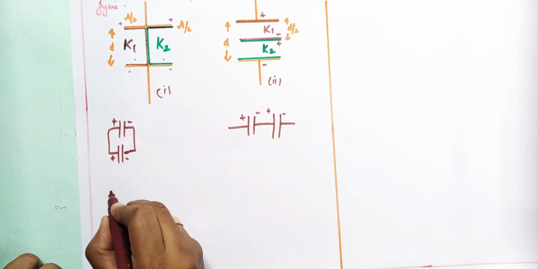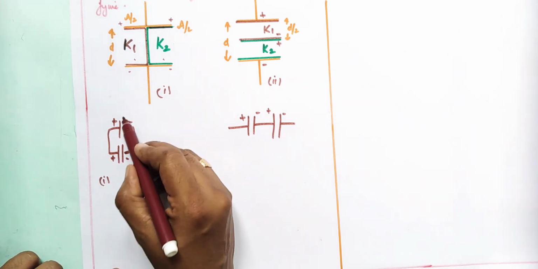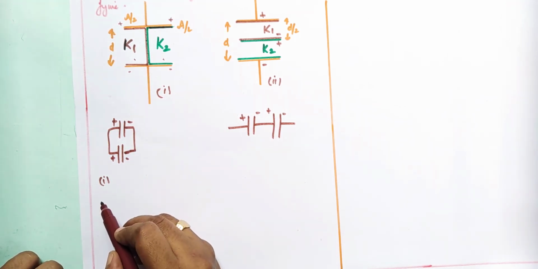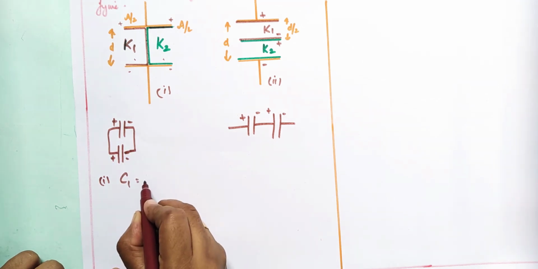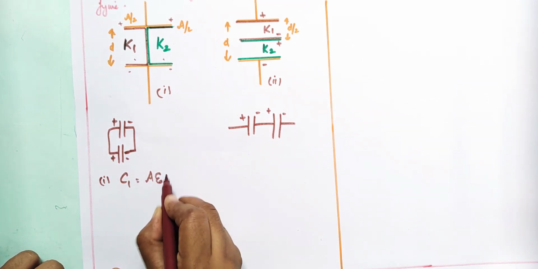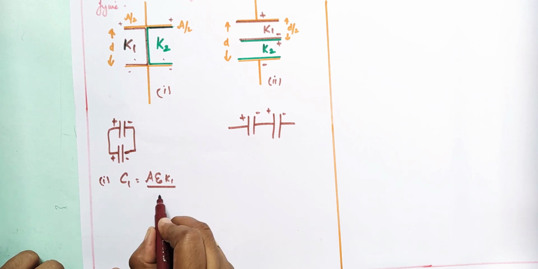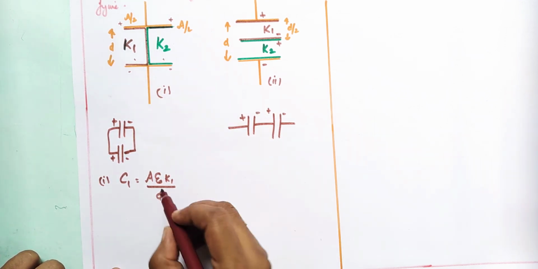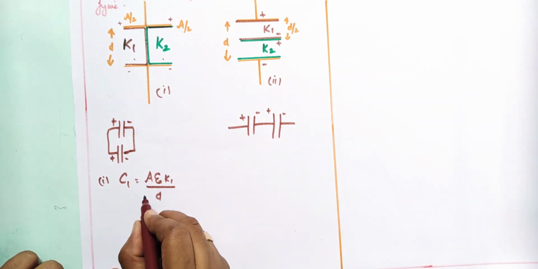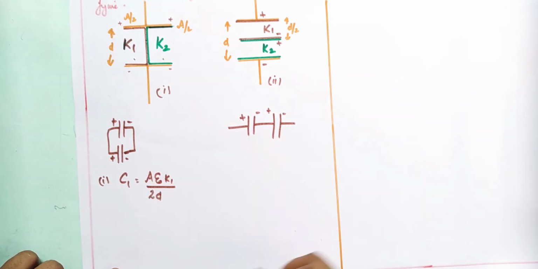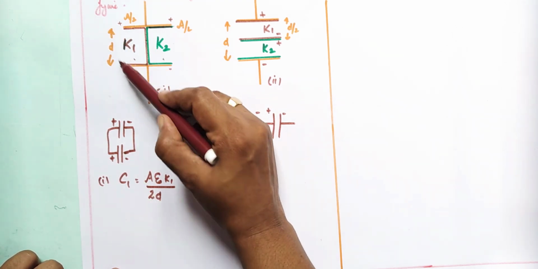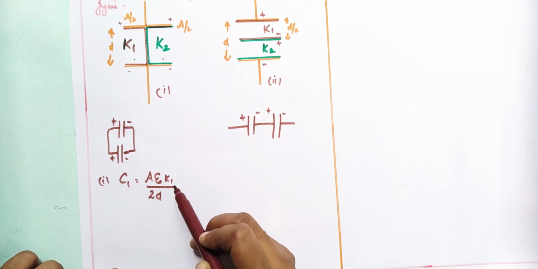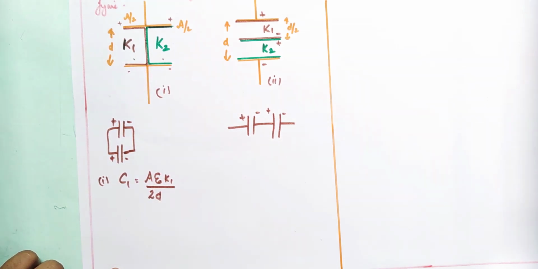Now, directly we can write the first case. What is the general formula if two capacitors are connected in parallel? The general formula is Cp equals C1 plus C2. Now what is the capacitance C1 here? The first case is A epsilon 0 K1 divided by D. In both cases the separation remains the same, so D. But what happens to the area? Area becomes A by 2, so 2 comes to the denominator. So the first capacitance with K1 is A epsilon 0 K1 divided by 2D.